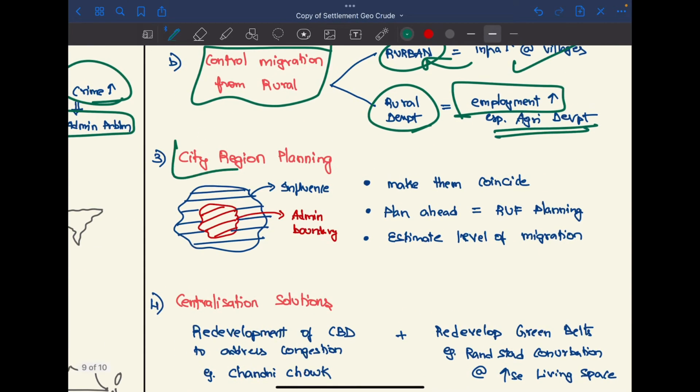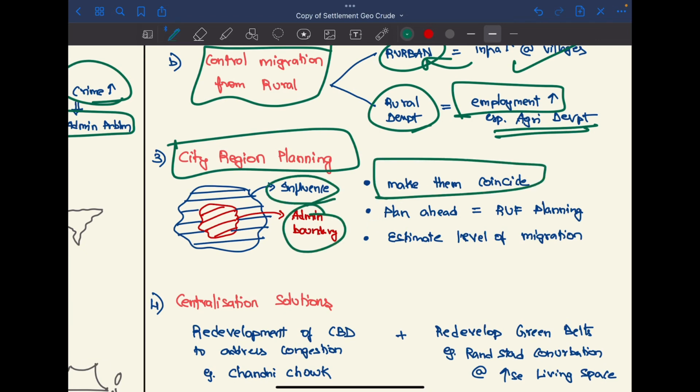Next, we have the city region planning. That is, the administrative boundaries and sphere of influence of the cities must coincide so that we can plan ahead for the rural urban fringe. So this can also lead to estimation of the migrants. So this is very important.